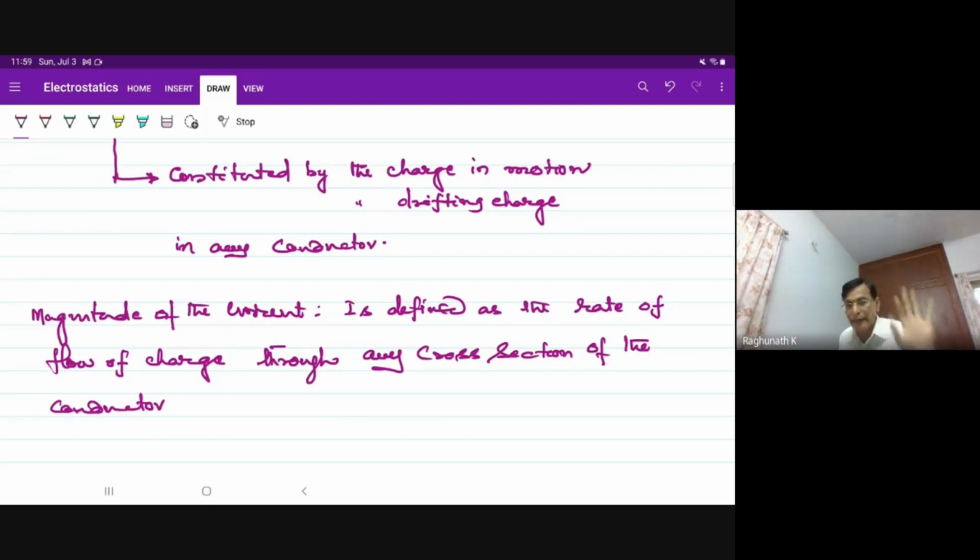Can be conductor or semiconductor. Any cross section, very, very important, through any cross section of the conductor, irrespective of whether the conductor is of uniform cross section or non-uniform cross section. Magnitude of the current, we cannot measure it like this, but still we will say that, even if you have a conductor of varying cross section, doesn't matter. Current through any cross section of the conductor will be the same. This is actually because of the incompressible nature of the free charge inside the conductor. It's very important for us to know that.